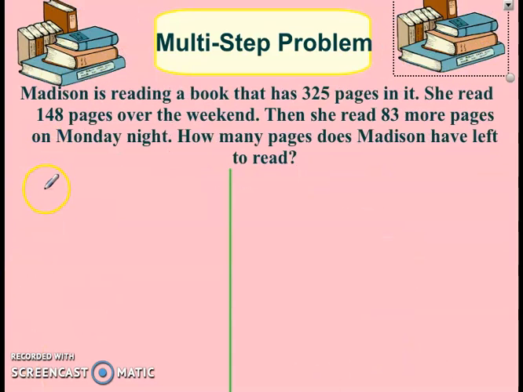Now that we have practiced a multi-step problem, you are going to do this one independently. So let's read it together. Madison is reading a book that has 325 pages in it. She read 148 pages over the weekend. Then she reads 83 more pages on Monday night. How many pages does Madison have left to read?